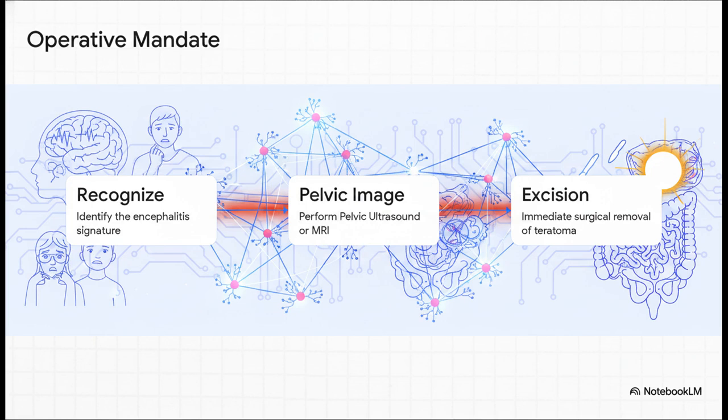That brings us to the operative mandate, which you need to treat as non-negotiable law. Step 1, you recognize the encephalitis signature. Step 2, you immediately launch an exhaustive search for the underlying tumor. Because the trigger is an ovarian teratoma, your exact next step is a pelvic ultrasound or a pelvic MRI. Step 3, if you find a teratoma, its immediate surgical removal is absolutely required. Excision is strictly necessary for clinical recovery, period. It's the only definitive way to stop the antibody production and prevent a relapse.